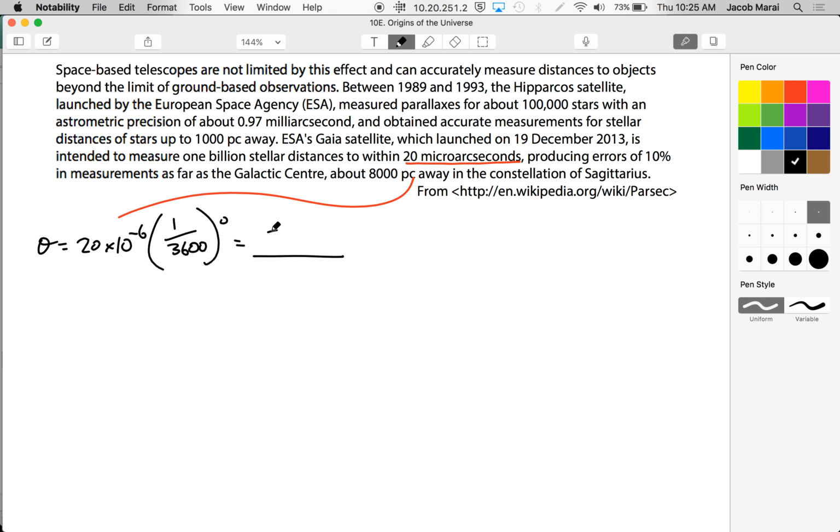Oh, I've got it here. It's 5.55 times 10 to the negative 9 degrees. Is it 5.56? 5.55. Oh, really? That's what I've got written here.